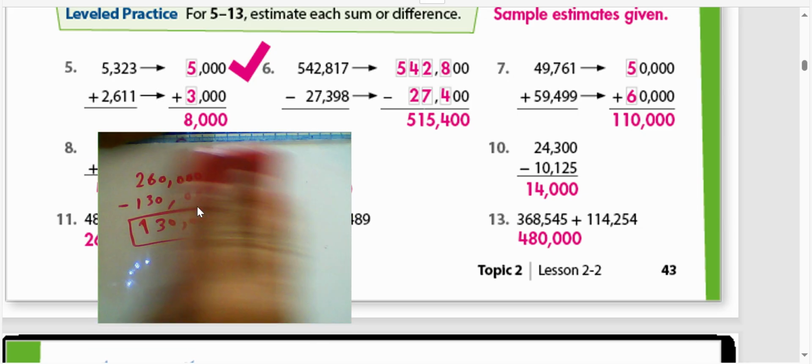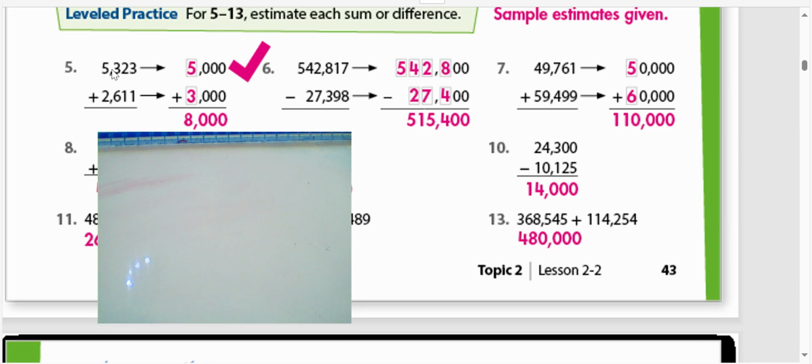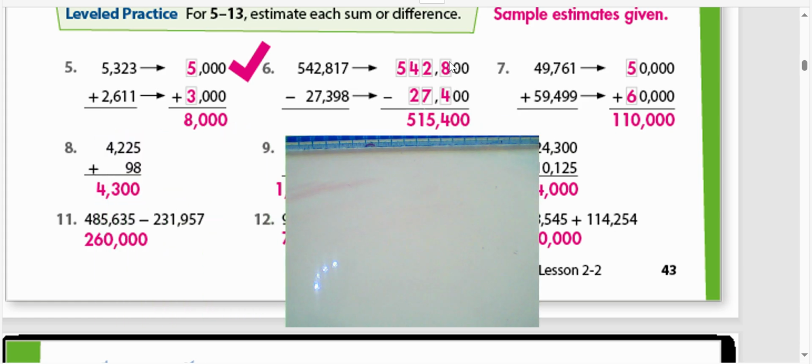Next question. We can approximate like this, 5,000, 3,000. The result will be 5,000 plus 3,000 equals 8,000. And also, this number we can approximate to the nearest 100, 0 can give 1 to 8, then the result will be 542,800. Also 27,398, 9 can give 1 to 3, 3 will be 4. Then the difference between them, we have 515 and 400. Next example here, 9 can give 1 to 4.